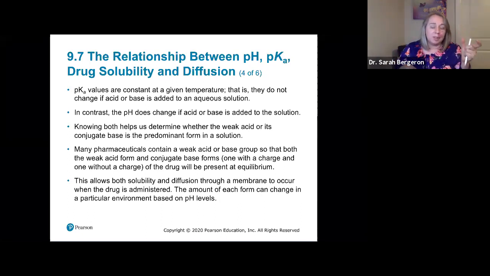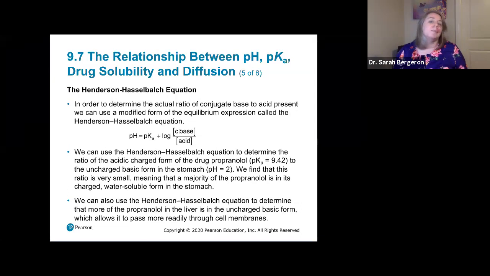You can have something that's soluble, but then you can have something that will diffuse into the membrane. And so it's really important for our pharmaceutical drugs to have both of those things. Sometimes it's really important to actually calculate the ratio of conjugate base to acid. And so you can use a modification of the equilibrium expression, and it's called the Henderson-Hasselbalch equation.